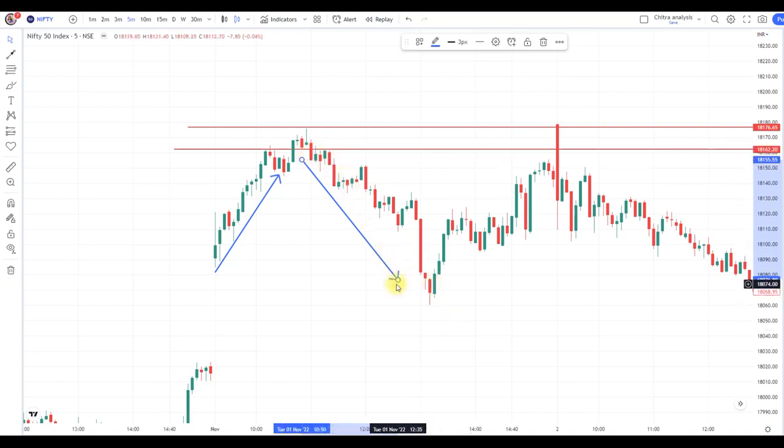Okay, so the gravestone doji is a bearish candlestick pattern. It is not always correct, so you have to find the support and resistance level, and if you find the candlestick pattern at that level, one can enter into the long or short trade.